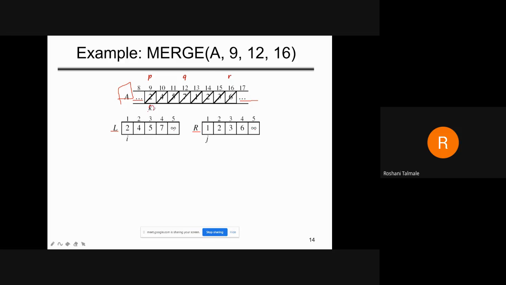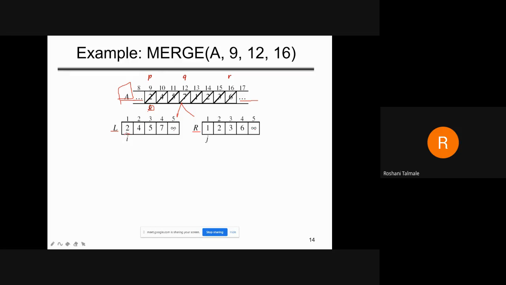K is the element of the array, meaning this is the first K we will consider. K for which one? For the main array. And then we have divided it into the sub arrays. So how will you hold them? Left and the right, 1 2 3 4 5 and 1 2 3 4 5.